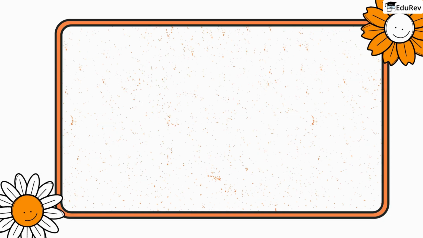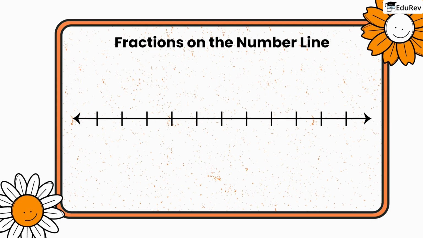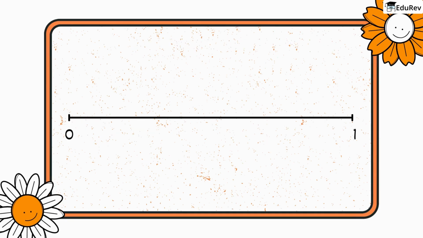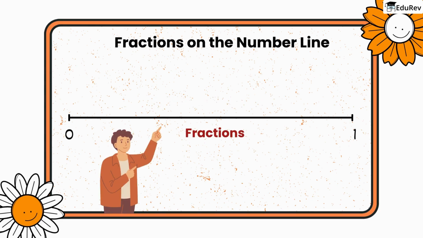Now let's understand, how do we represent a fraction on the number line? Look at this number line. It starts at 0. And its end point is 10. We can fill it in with whole numbers like this. Now, look at this number line. What about this? There are no whole numbers between 0 and 1. So, we can use this space to represent the fractions.